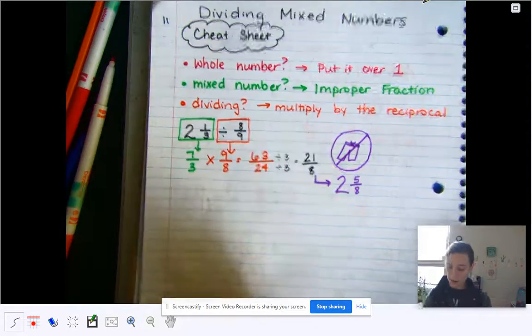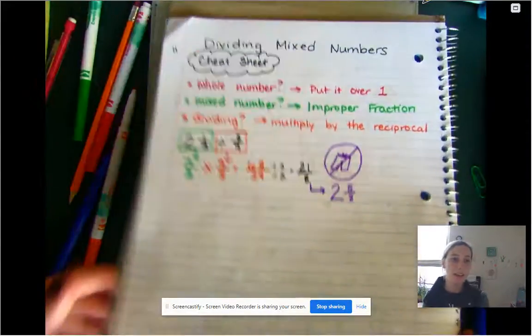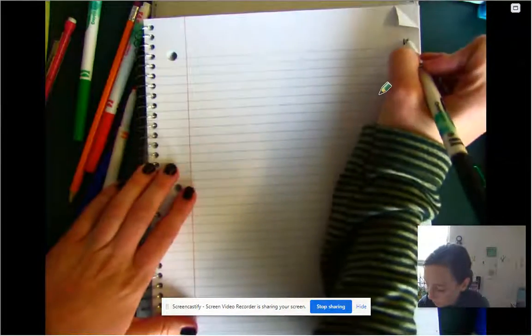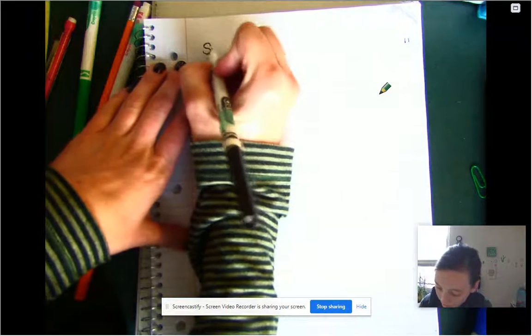So we are going to take these notes on the other side of page 11. And this is going to be our simplifying hack.